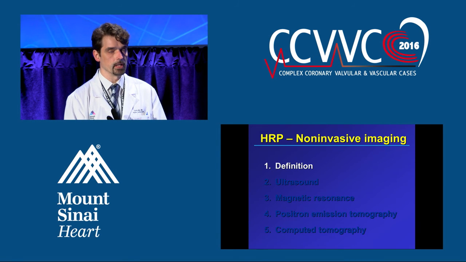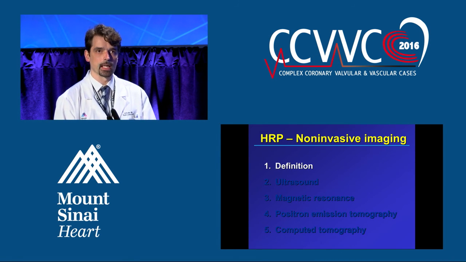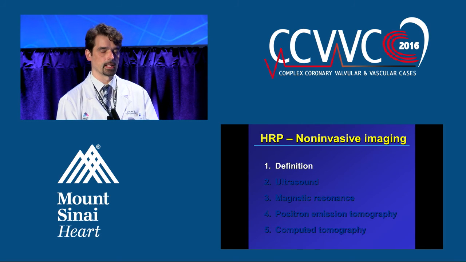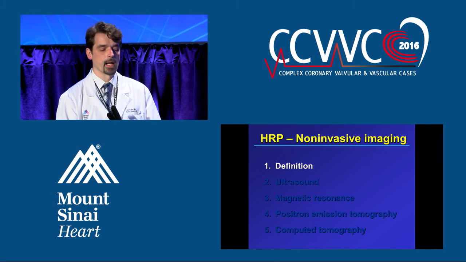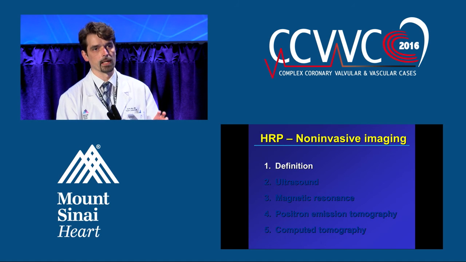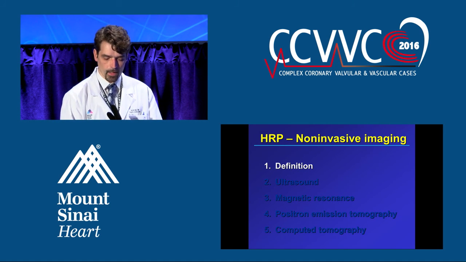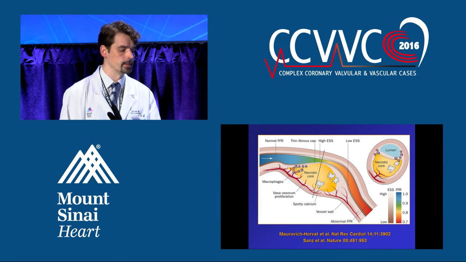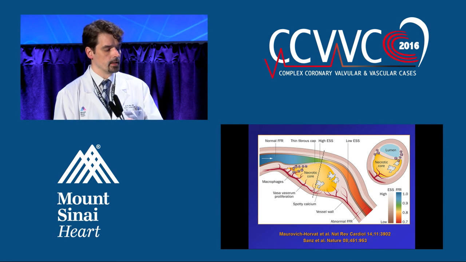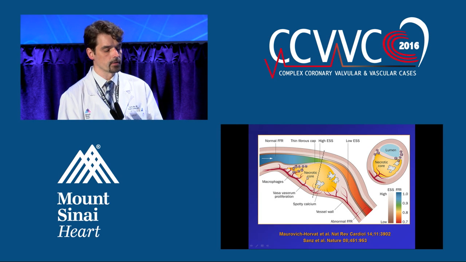The first one is the definition of what a vulnerable plaque is. And we all know that. We all know there is a high-risk plaque, a plaque that has a high chance of rupture and of having a superimposed thrombus that can create an acute syndrome. Now, from the standpoint of imaging, these are the things that we're going to be looking at. So this is an example of all the features of a vulnerable plaque or a high-risk plaque.